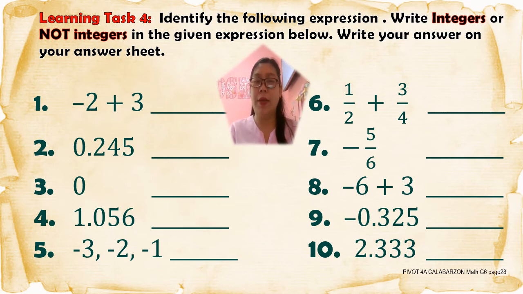Number 7: negative 5/6. Number 8: negative 6 plus 3. Number 9: negative 325 thousandths. Number 10: 2 and 350 thousandths. Again, pause the video if you need more time in answering.